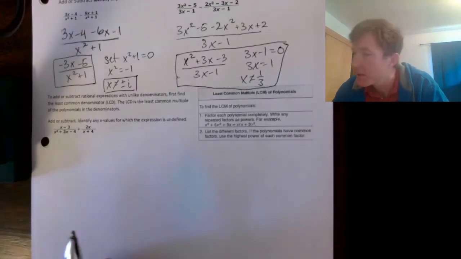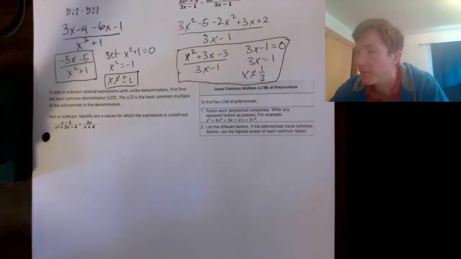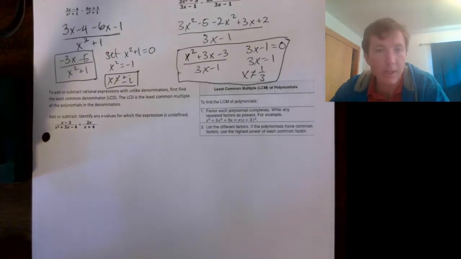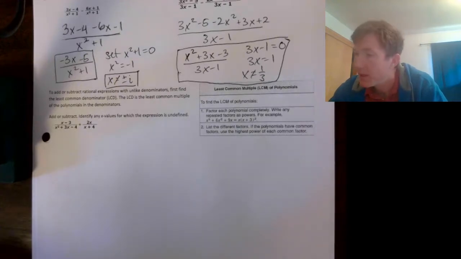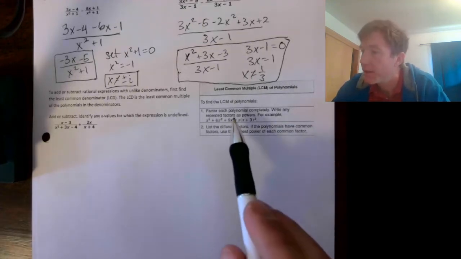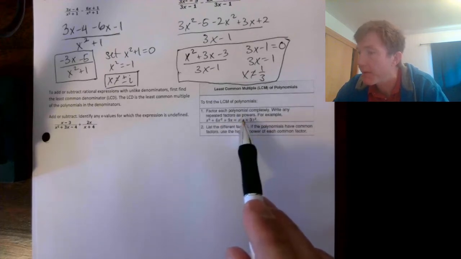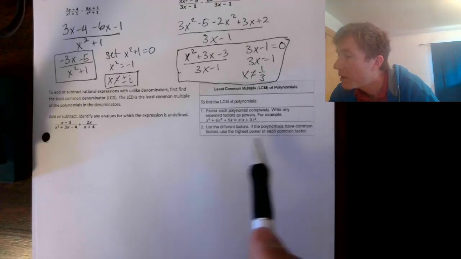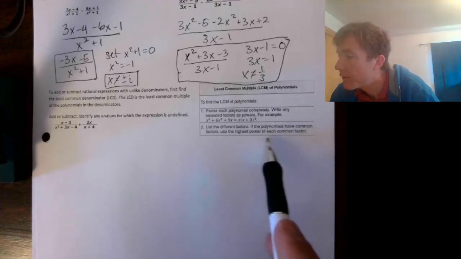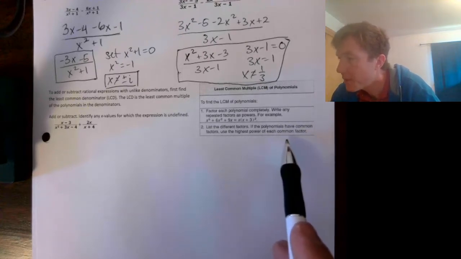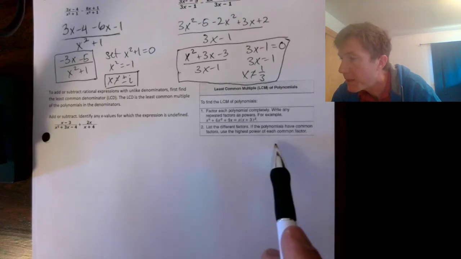Okay, so it says to add or subtract rational expressions with unlike denominators, first find the least common denominator, or the LCD. The LCD is the least common multiple of the polynomials in the denominators. So to find the LCM, what you want to do is first factor the polynomial completely, and then list the different factors. If the polynomials have common factors, use the highest power of each common factor.